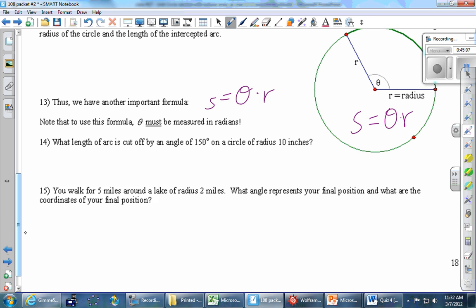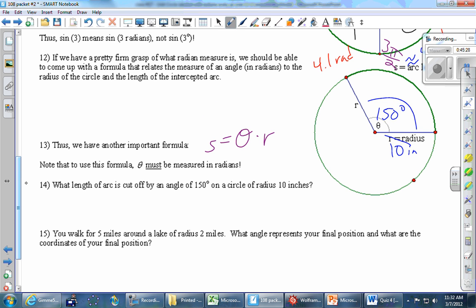All right, so we'll go to 14, Melissa. Okay, so let's think about this one. I'll go ahead and mark up the picture that's up above. So we've got a 150 degree angle. And what's the radius here? It's 10 inches. And I want to know what length of arc is cut off. So the question is, what letter are we after here? We're after S, right? Okay, well, we've got our new and improved formula, so let's use it. S is equal to theta times R. So theta is 150. R is 10. And so how much is S?